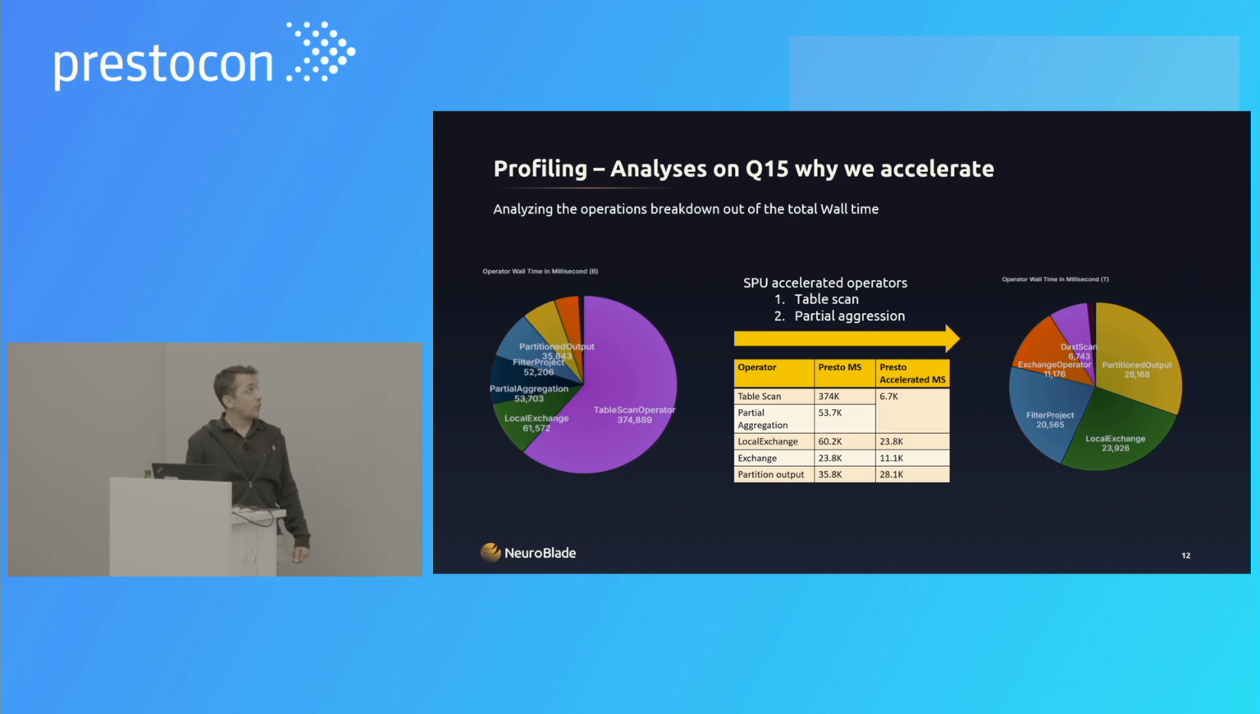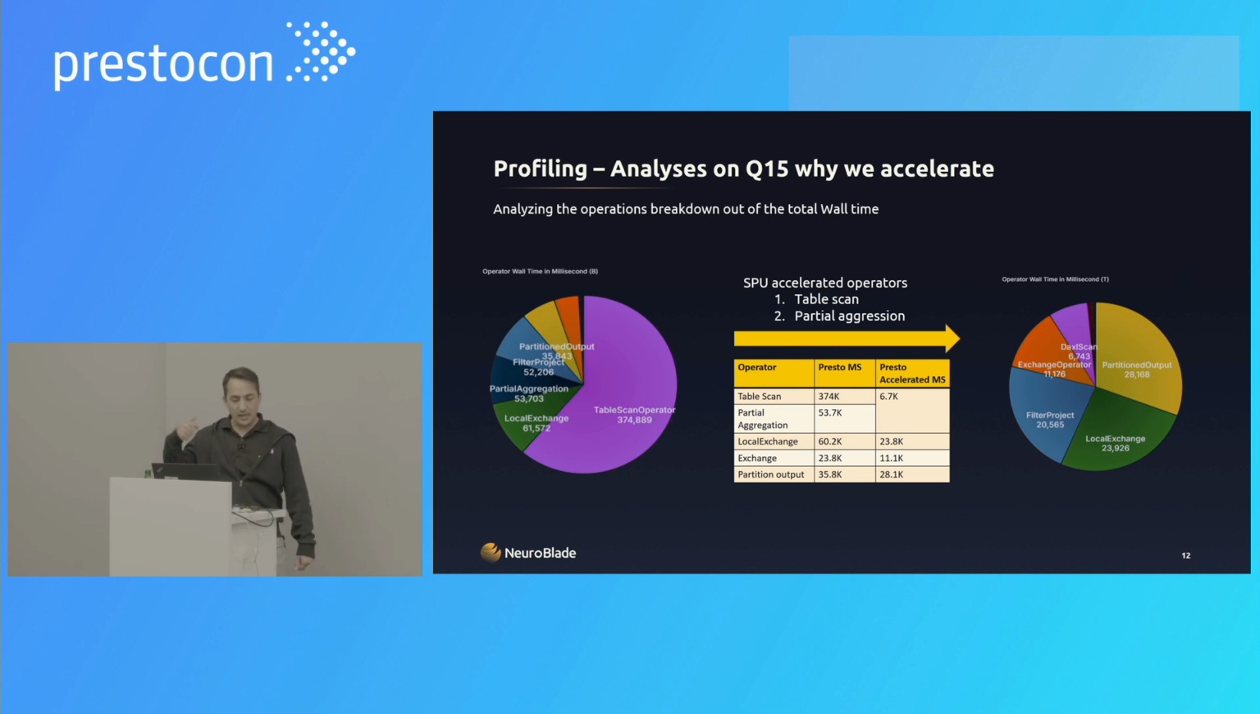So again, this is a view of the operator wall time, but now specifically for query 15 and not the full TPC-H benchmark. Again, we see how we reduce the dominance of the table scan operator. Percentage-wise, it moved from about 60% to maybe 20%. I'm not sure of the percentage. But also real wall time, which is actually more interesting, has been reduced from 374 seconds down to 6 seconds.